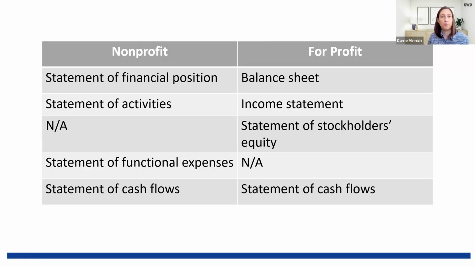In the nonprofit world, the balance sheet is called the statement of financial position. The income statement is called the statement of activities. Because we don't have any owners in a nonprofit organization, we do not have a statement of stockholders' equity. However, we do have a statement of functional expenses, which the for-profit statements do not have. And then we both have a statement of cash flows.